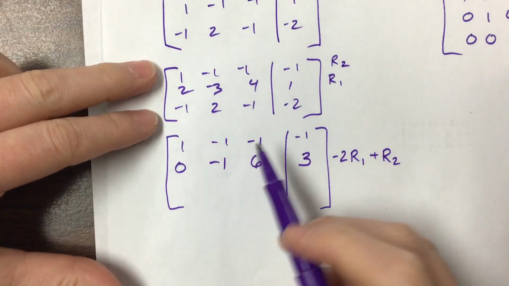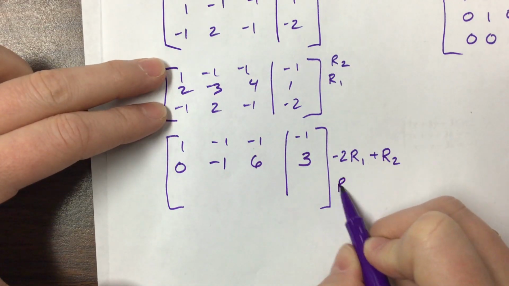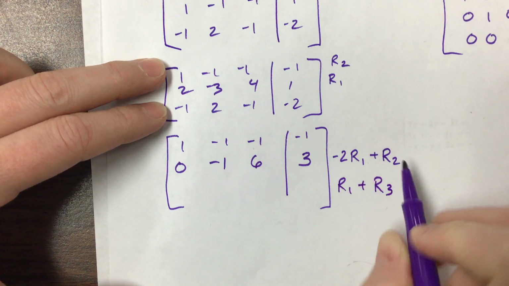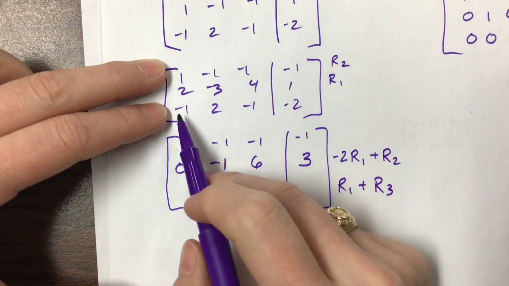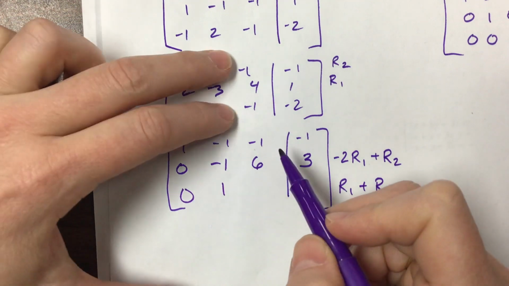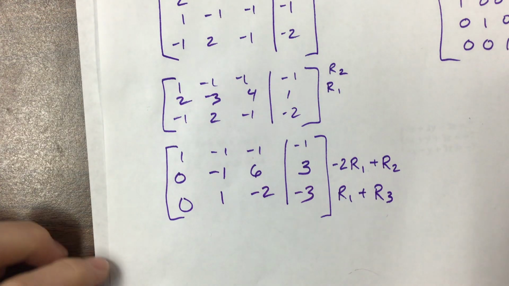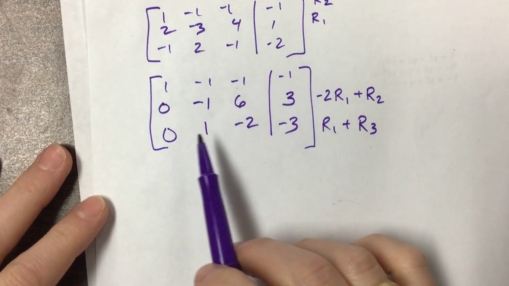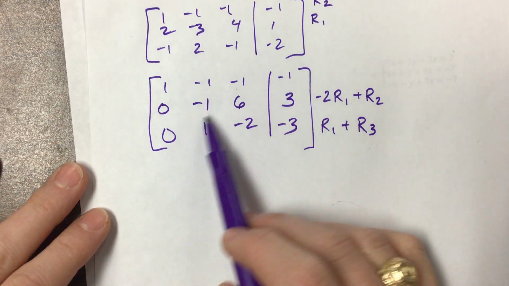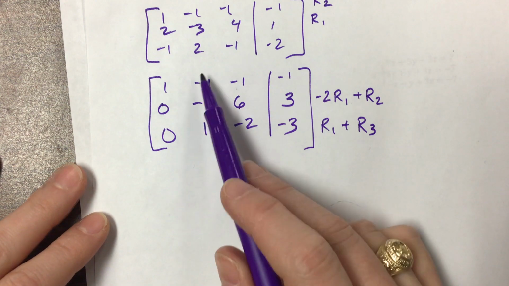And then now I want to do this one. I can just add row 1 and add to row 3. And then that'll give me a 0. So add those, I'm at 0. Add those, I'm at 1. Add those, I'm at -2. Add those, I'm at -3. Okay, now I want a +1 here, and then I want zeros on top of it.